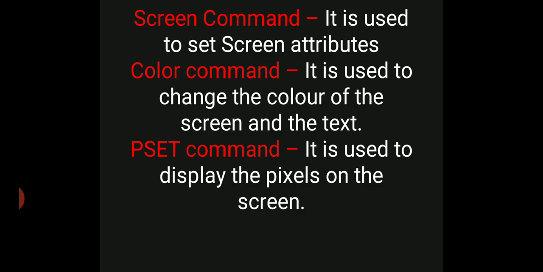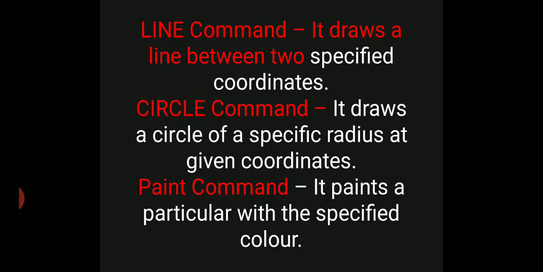Next is a preset command. Students, preset command is basically used to display pixels on the screen, and by this pixels can be set in X and Y coordinates. So next is line command, and line command draws a line between two specified coordinates. It is very simple: when we have to draw a line or we have to make a box, then we will use line command, and by using this a box can be made.